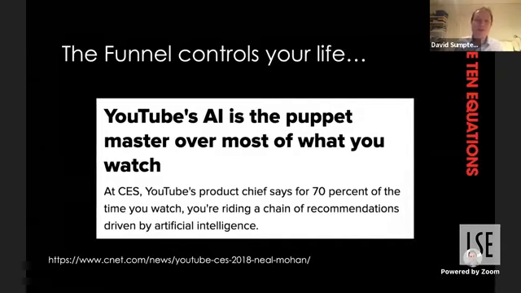I was reading some YouTube statistics. I didn't know which statistic to present to you today, because I think it's now over 50% of use of the internet is for YouTube. I think it's 60% on mobile videos. And one of the most important things, relevant to what I've just said, is that 70% of the time you watch YouTube is from the recommendations created by the funnel.